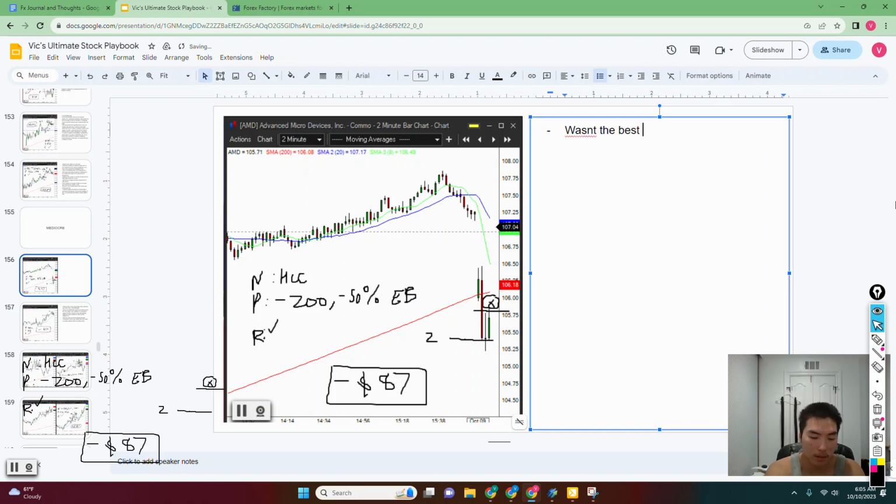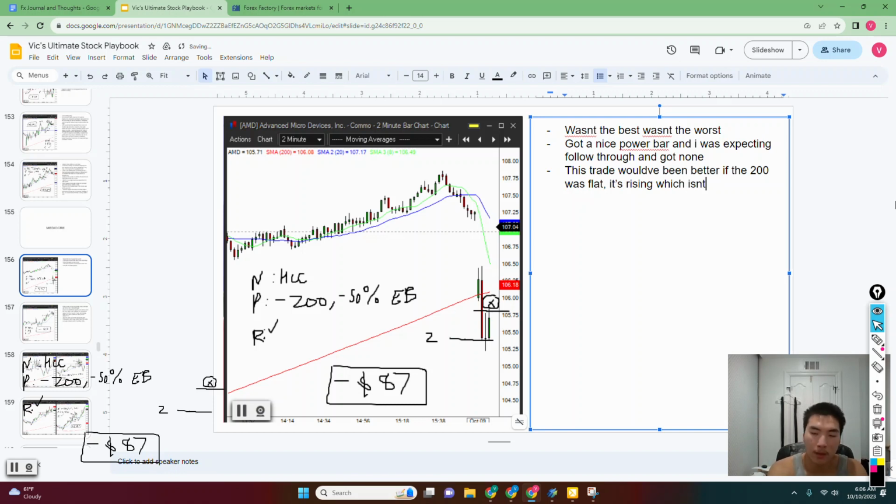Wasn't the best, wasn't the worst. Got a nice power bar. I was expecting follow through and got none. This trade would have been better if the 200 was flat. It's rising, which isn't the best form of the 200.